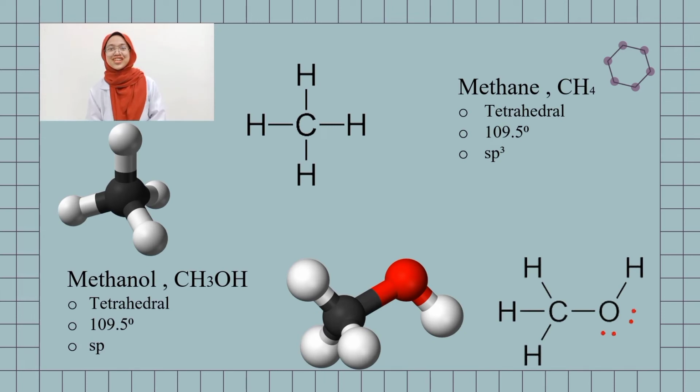So, let's move on to CH4. Methane has a steric number of 4 and we don't have any lone pairs. So, we have the tetrahedral shape and the bond angle for CH4 is 109.5.